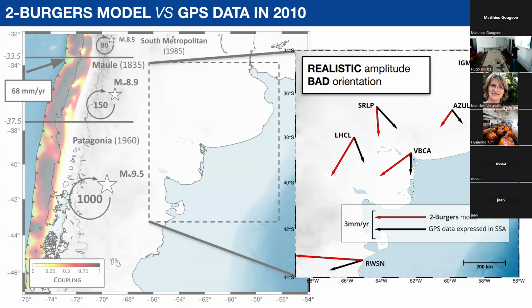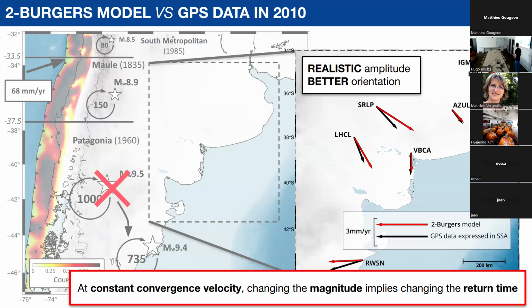this strong rotation that is oriented here before the Maule earthquake due to the fact that in the 60s, you have the 9.5 Valdivia earthquake that pushed all the deformation of the plate toward the trench. So this is the movement we are seeing here. And simply by reducing the magnitude of the earthquake, 9.4 instead of 9.5, we see that we have a better orientation of our vectors compared to the data.